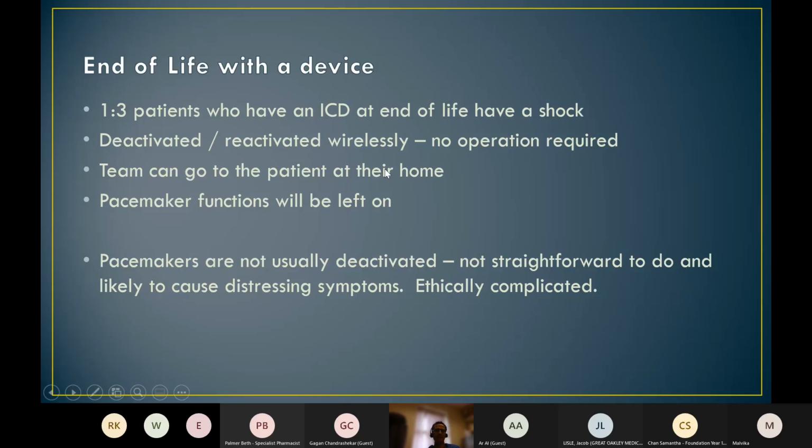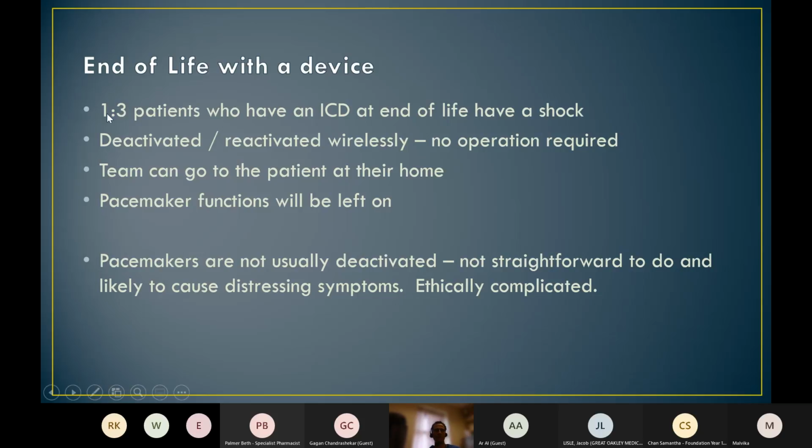What about end of life with a device? Lots and lots of patients have got ICDs, and in one of my talks, I've got as my image at the start, instead of an ECG, an X-ray, because it's really easy to tell an ICD from just a pacemaker on a chest X-ray.